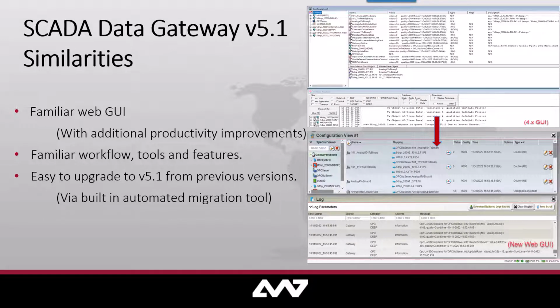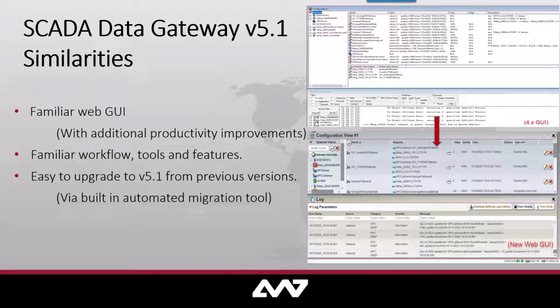Recently, we did an enhancement to our SCADA Data Gateway product as it transitioned from version 4, our Windows application, to version 5.1, our new service and web application. Version 5.1 is now compatible with both Linux and Windows. So let's take some time to look at some similarities between the old version and the new.